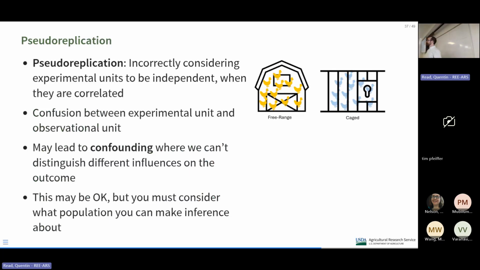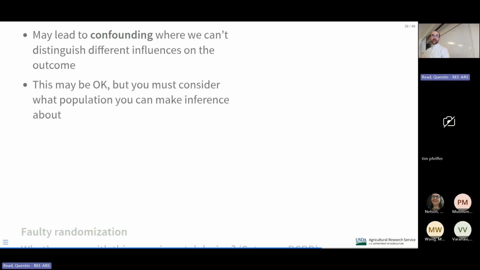And that may be okay. And logistically, this may be the best you can do. If there's only so many, it's not possible to assign free range versus cage at a very fine scale, but if you have a design like this, you have to consider what population you can make inference about. I would say you don't have a lot of statistical power to tell between the effect of aging on egg quality in this case. Yeah, but you could look at variation within the barn, but now your inference is limited to the population of that barn and not to hens as a whole, essentially.